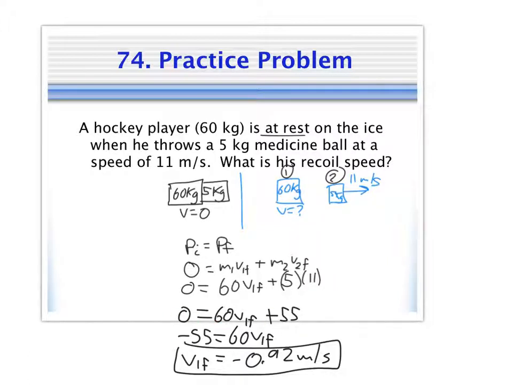Okay, we need to have 55 kilogram meters per second of momentum for the person, and therefore the person is moving at 0.92 meters per second. And they're moving in the opposite direction from the ball, so that means that it should be negative.